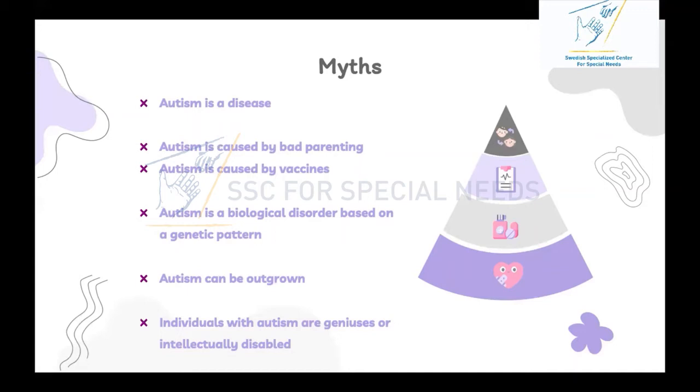In Swedish Specialized Center for Special Needs, we treat, for example, lack of communication by teaching children communication and social interaction. So we treat symptoms, not the underlying condition. So we don't try to outgrow the problem, but we want to make sure that the child is able to adapt.